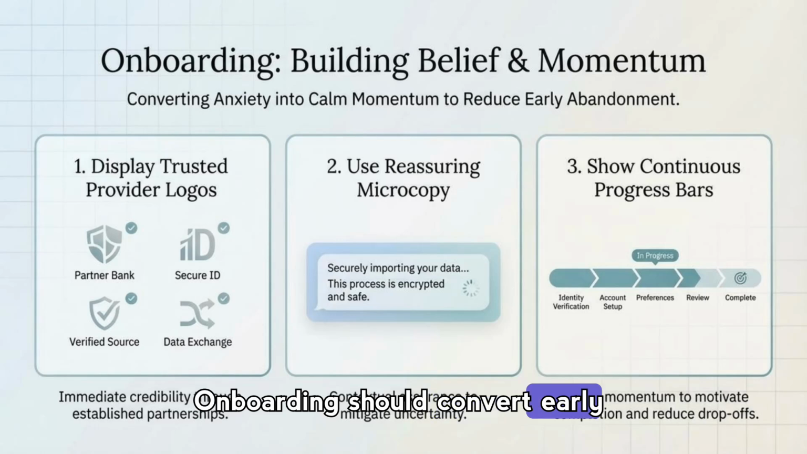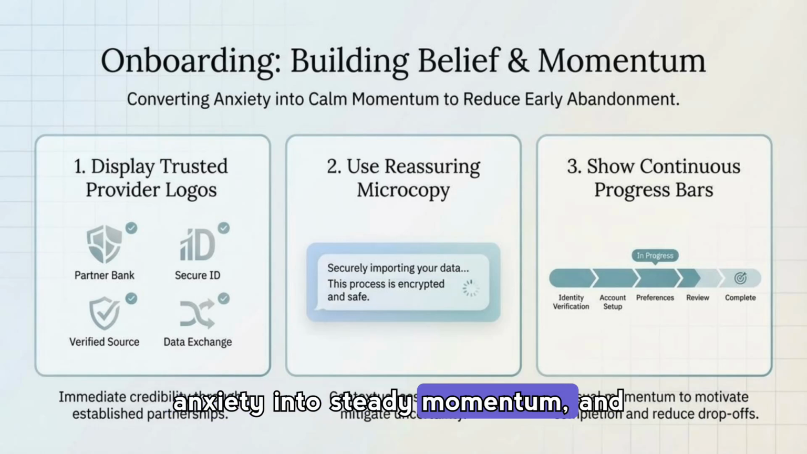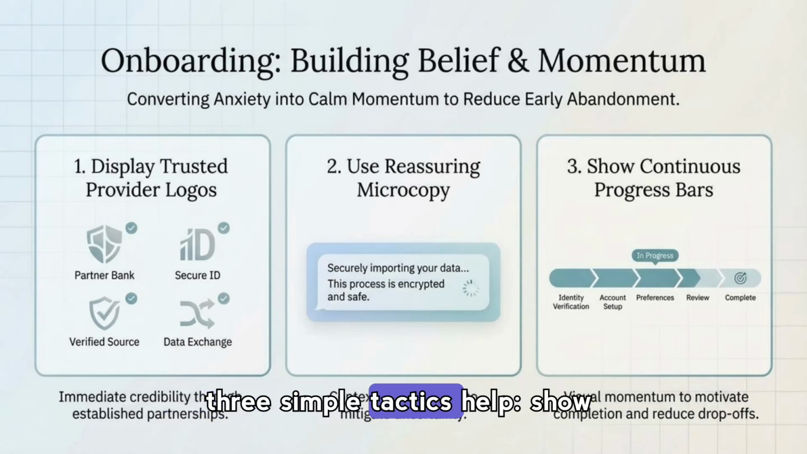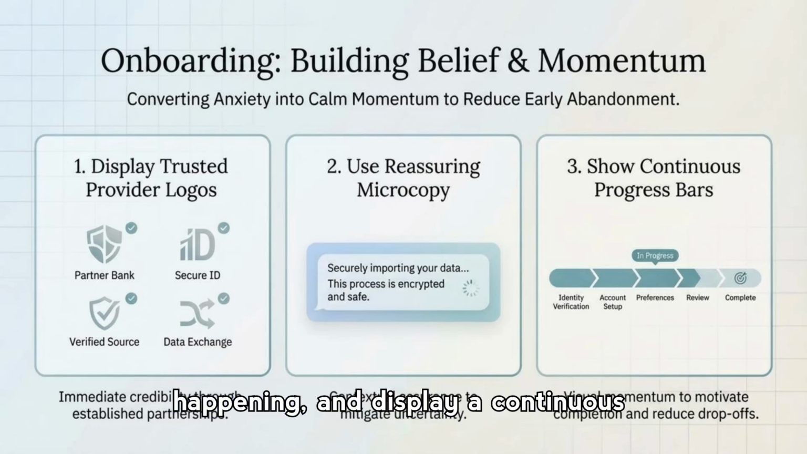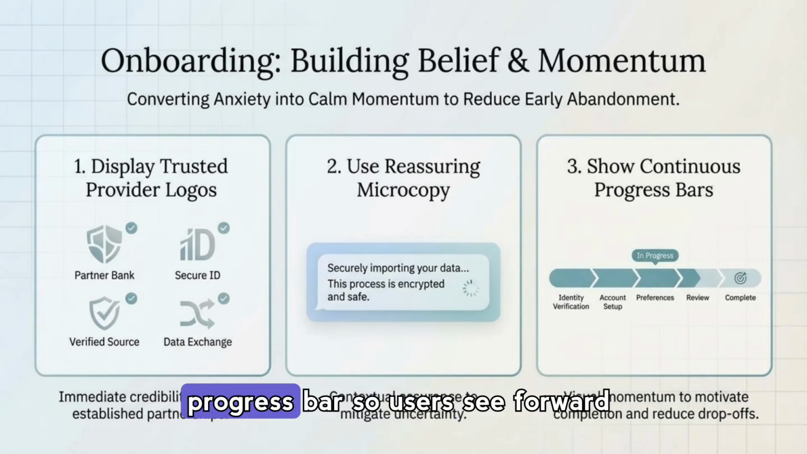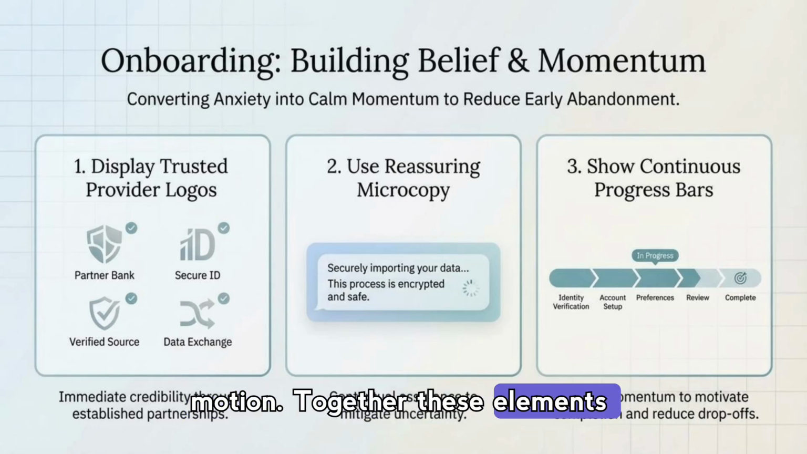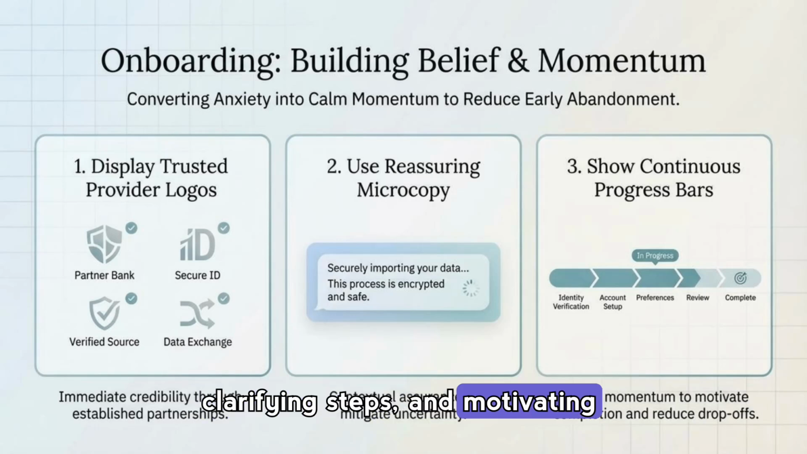Onboarding should convert early anxiety into steady momentum. And 3 simple tactics help. Show trusted partner logos to borrow credibility, use short, reassuring microcopy to explain what's happening, and display a continuous progress bar so users see forward motion. Together, these elements lower drop-off by signaling safety, clarifying steps, and motivating completion through calm, visible progress rather than abrupt surprises.